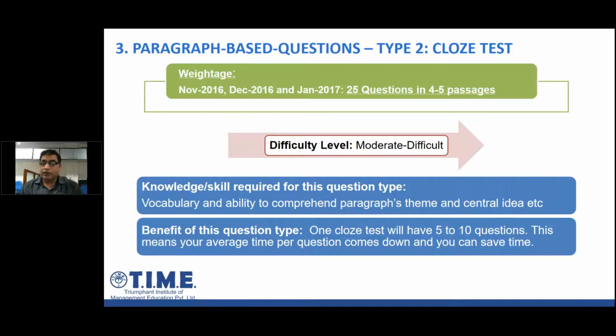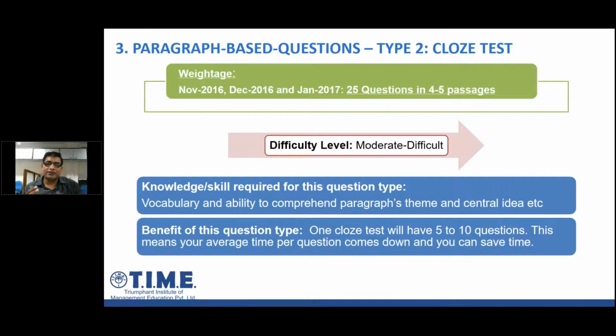Okay, and why is that? Because the knowledge and skill required for this question is vocabulary, and apart from vocabulary, you need to have the ability to comprehend paragraph theme and central idea. Now, many students feel that this is a vocab question. It's not just a vocabulary question. In fact, if you see most of the passages, they have simpler words. So what is it that they're testing? They're testing your ability to understand a paragraph. Do you understand the paragraph theme, the context, the central idea, the primary purpose of the passage, etc.? The tone, for example, whether the author is positive or negative, is what is primarily tested.